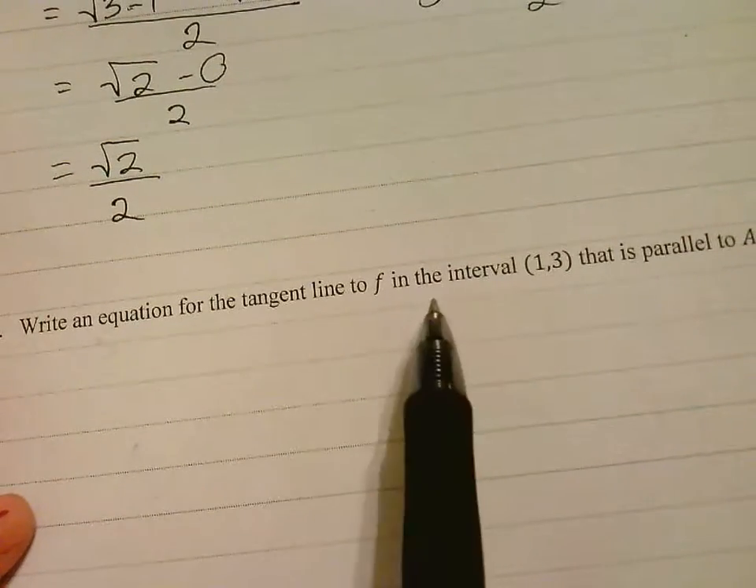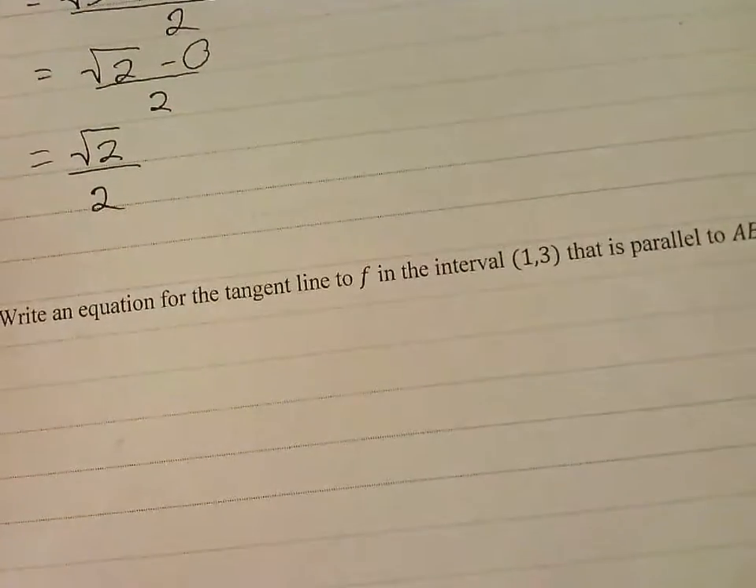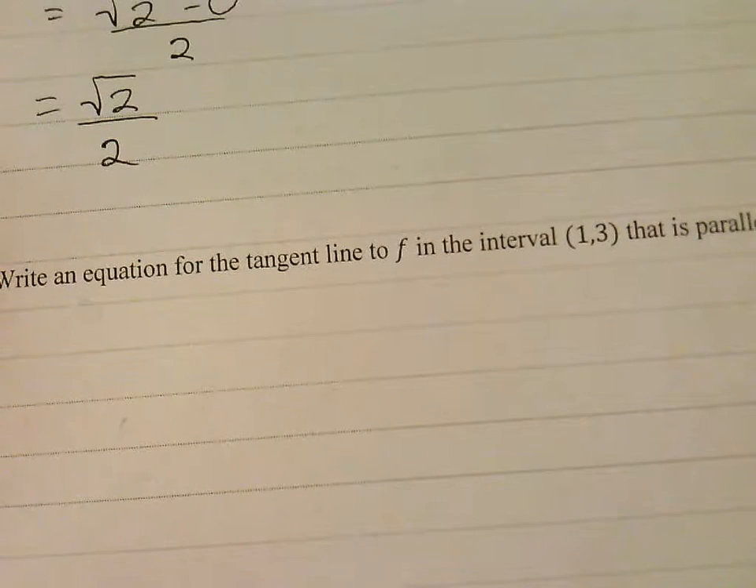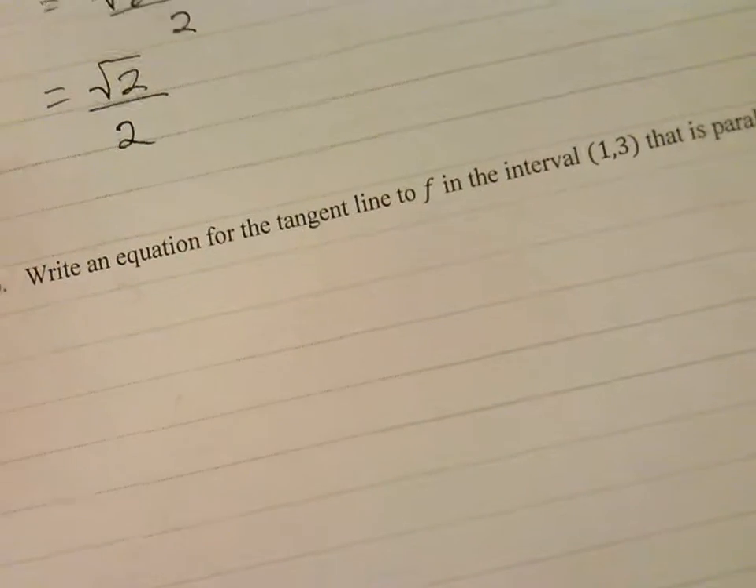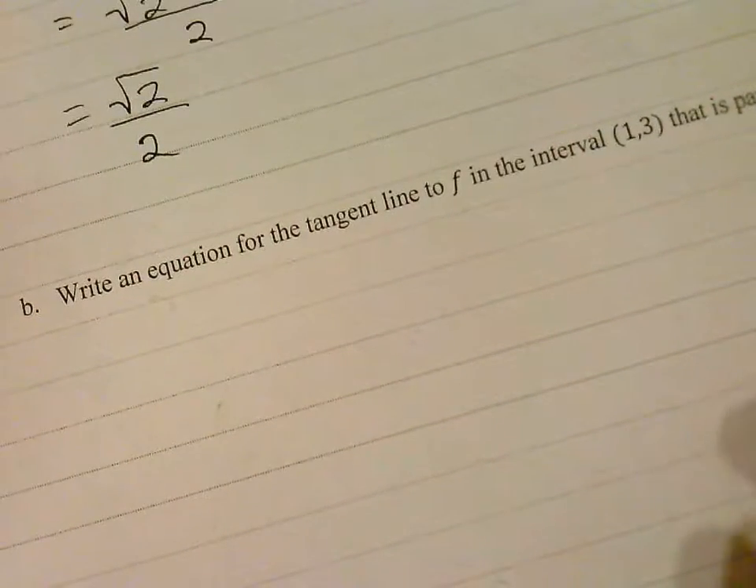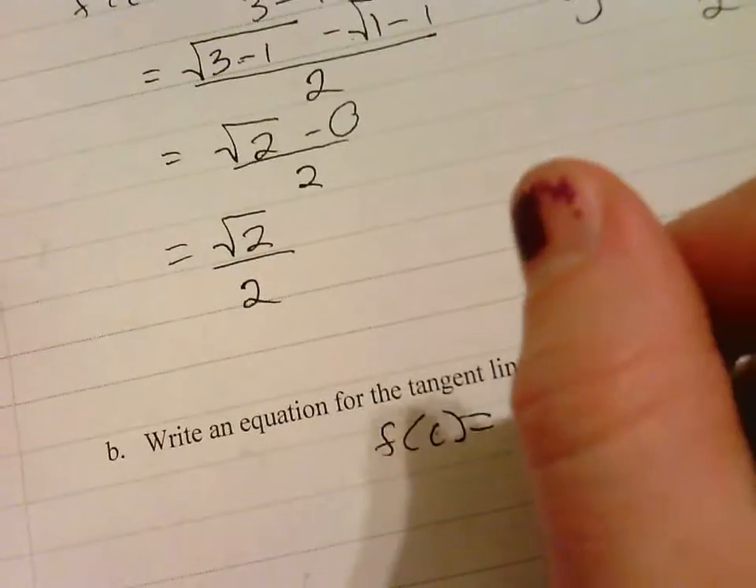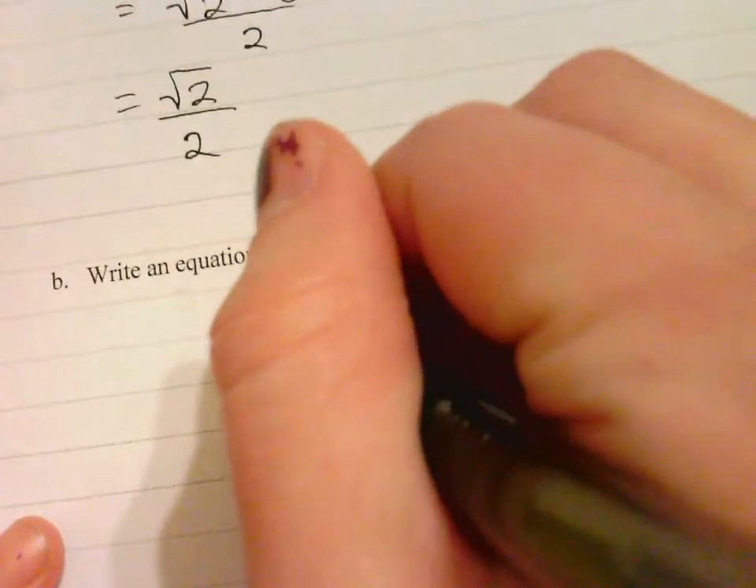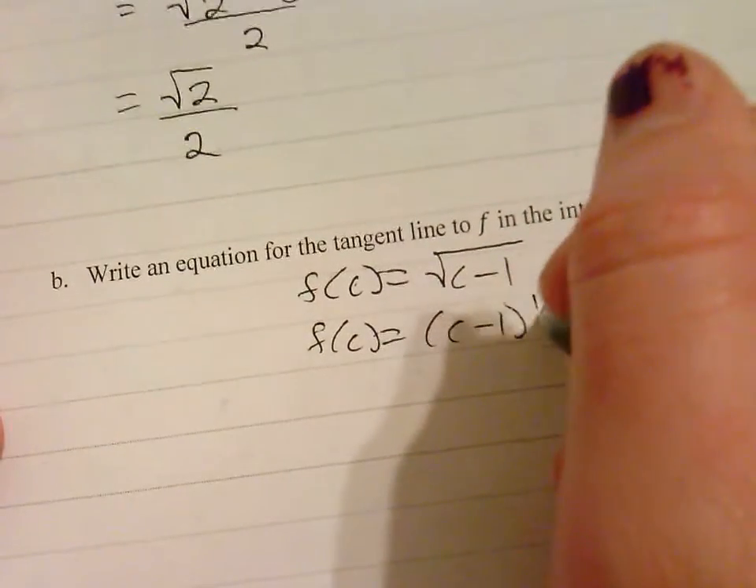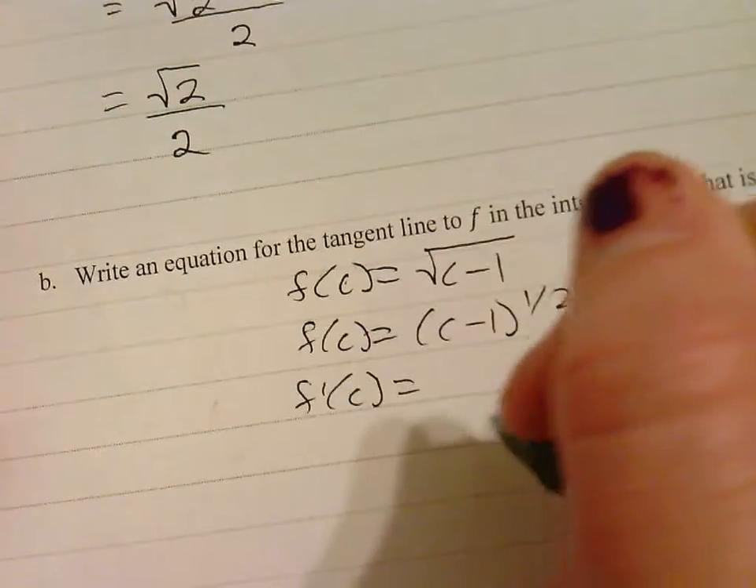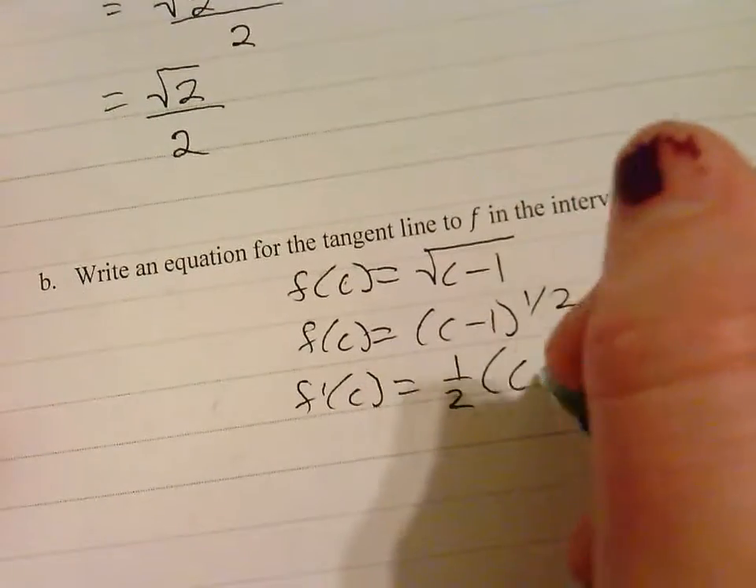Write an equation for the tangent line to F in the interval 1 to 3 that is parallel to A to B. Okay? So that's going to be F prime of C equals F of B minus F of A. So we have F of C. So F of C, you're just changing the X to C, is the square root of C minus 1. F of C is C minus 1 to the 1/2. F prime of C is going to be 1/2 C minus 1 to the negative 1/2.